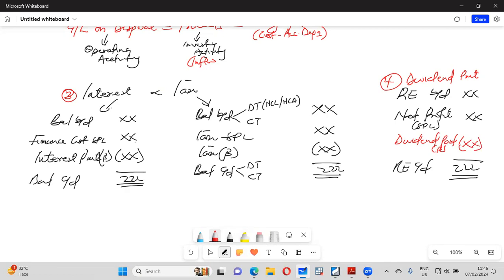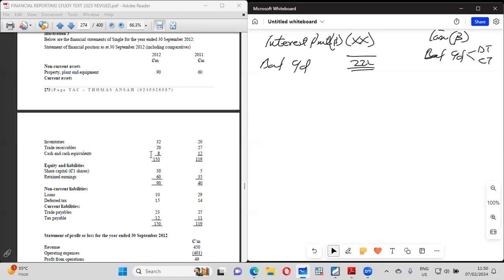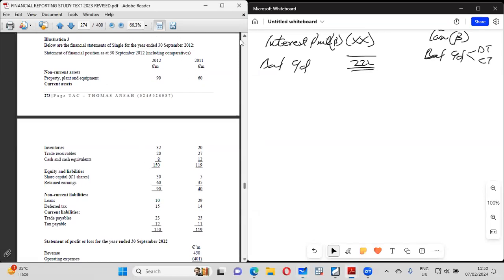Now, what we're going to do is to start practicing. This is a simple thing about cash flow. We need to start practicing what we've just done. So let me bring up a question and let's practice. Let's look at this short illustration. We have the below financial statements of Single for September 2012. Then we have the statement of financial position. So we have this.